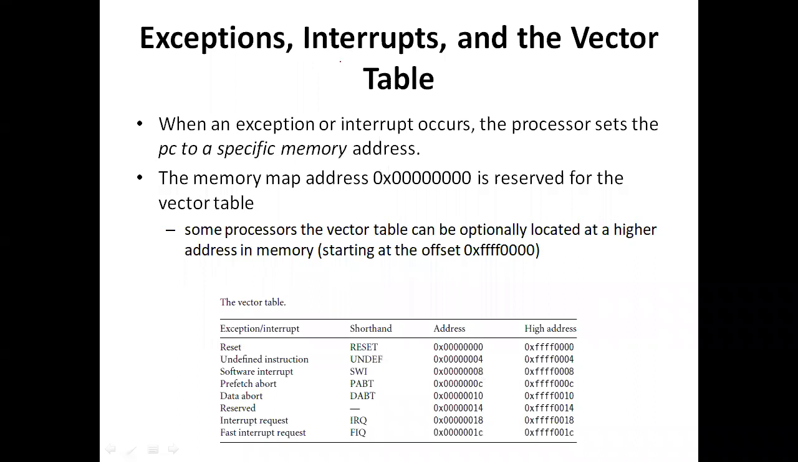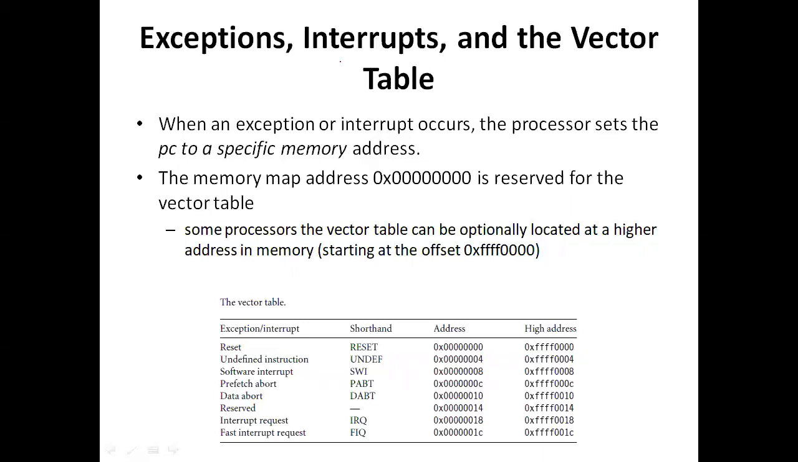Next we will see the exceptions, interrupts, and the vector table. An exception is a state of the processor where it needs to stop its normal execution and go to a special service routine. That is called an exception. An exception is like an interrupt. An interrupt is also a type of exception.